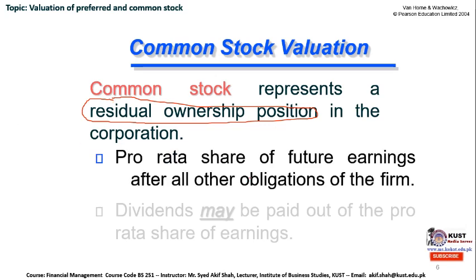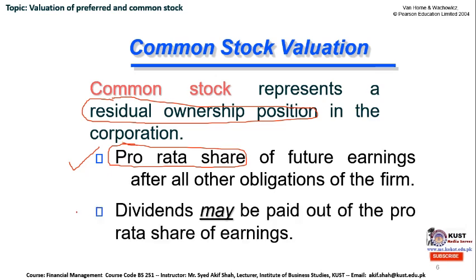Here, it is a pro rata share of future earnings after all other obligations of the firm. When all other obligations of the firm are fulfilled, only then the pro rata share of earnings shall be distributed amongst the common stockholders. And secondly, the dividends may be paid out of the pro rata share of earnings.